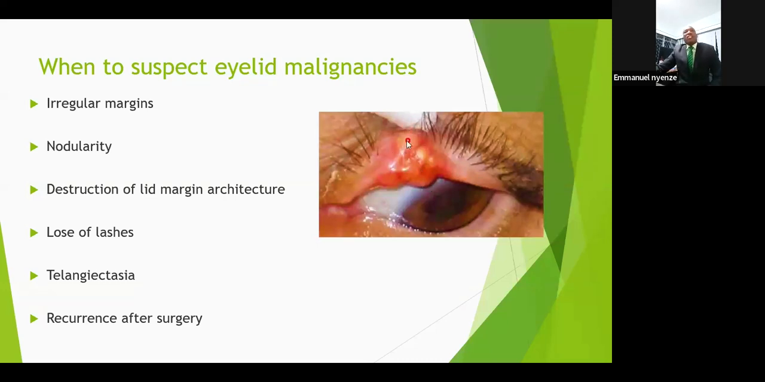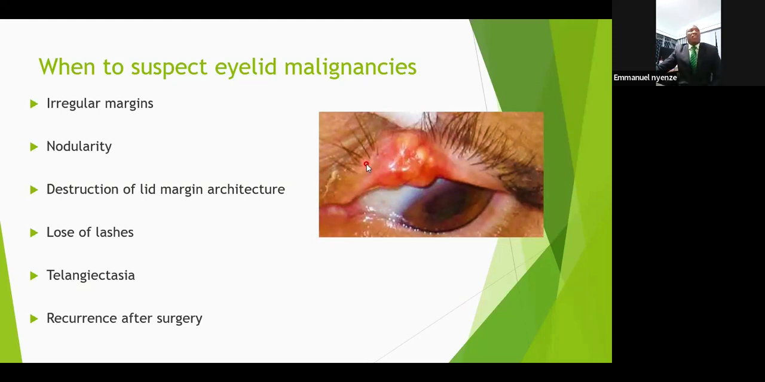Again, loss of lashes, that is very well demonstrated in this picture. Loss of lashes around the lesion is a very strong pointer towards a malignancy. Telangiectasia, that is the dilated tortuous vessels, are very key in malignancies, especially for basal cell carcinoma, as I'm going to explain later. Recurrence after surgery is another key pointer towards a malignancy, like we have seen in that case.